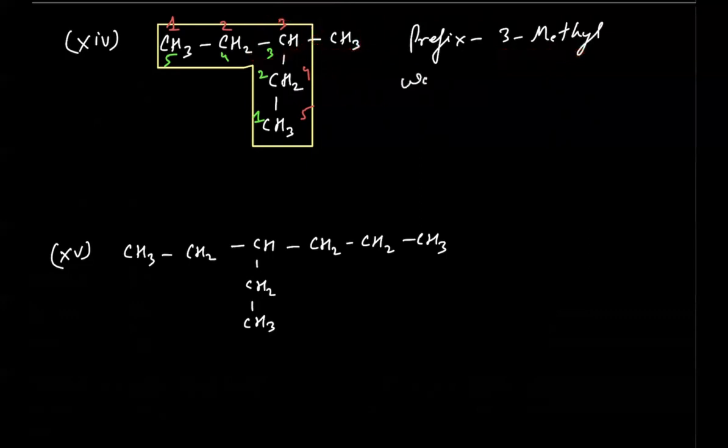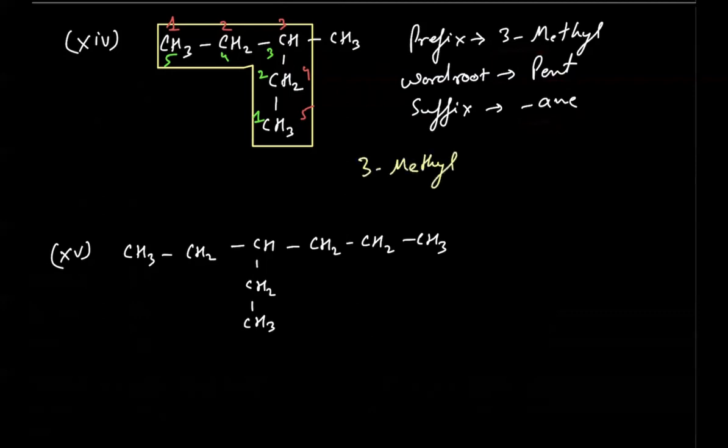Word root: how many carbons? 5. So the word root comes out to be pent. And the suffix, because there are no double bonds, is ane. So when you join these, you have a prefix, then the word root, then the suffix. Joining these three together, the name comes out to be 3 methyl pentane. And that is your answer for this type of compound.